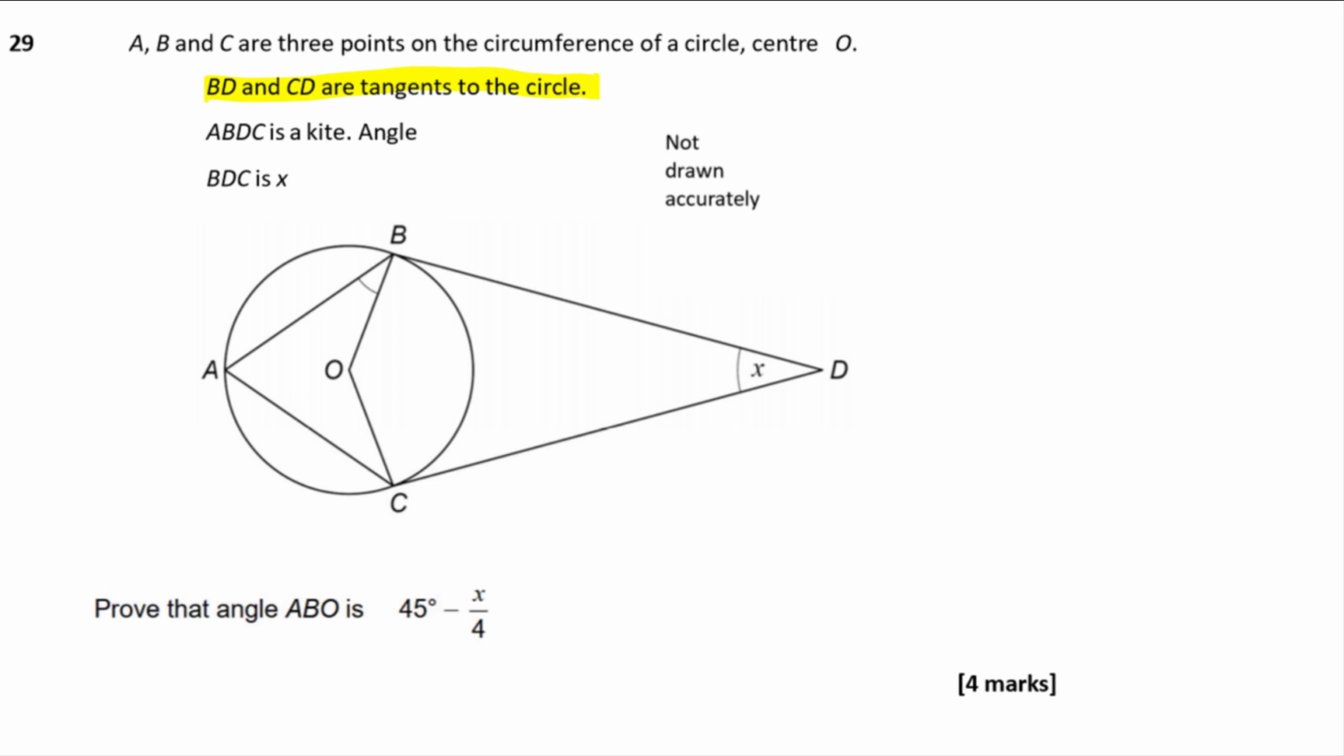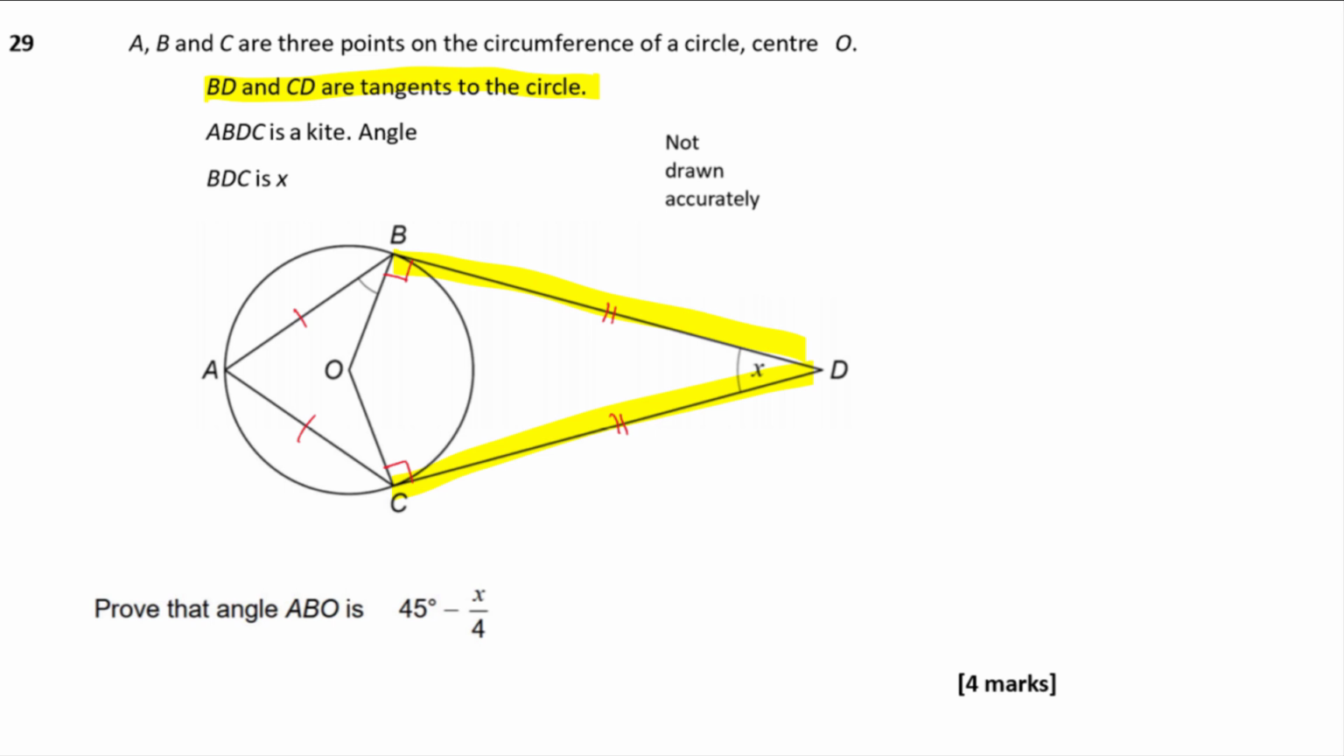So BD and CD are tangents to the circle. Okay, so what does that mean? Okay, so we've got BD, these are tangents here, look. That means that that angle there must be a right angle, and that angle there must be a right angle, because tangents are perpendicular to radiuses drawn at the point of contact. Okay, and then I've got ABDC is a kite. Now that means that that side and that side are equal in length, and that one are as well. Okay, so that also means that we can, well, I don't know what it means. Let's find out what it means in a bit.